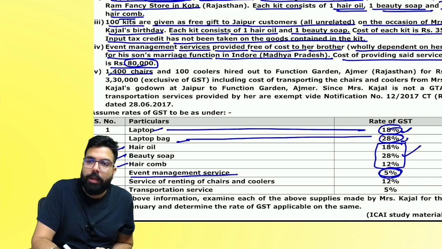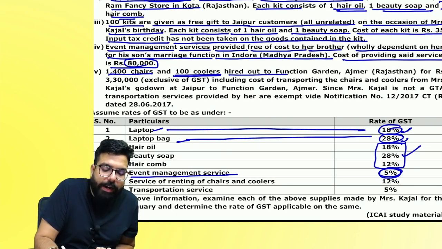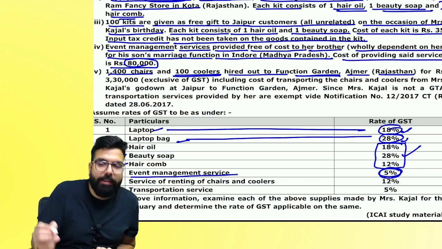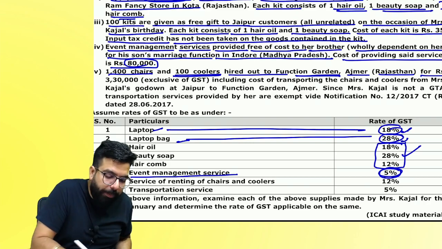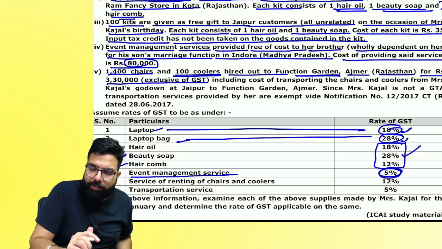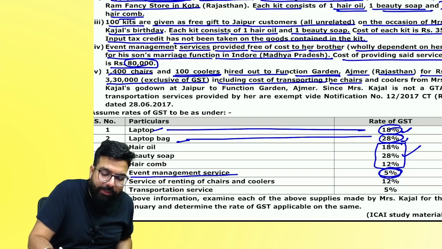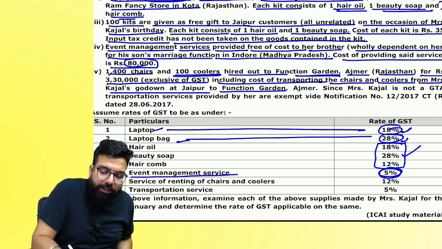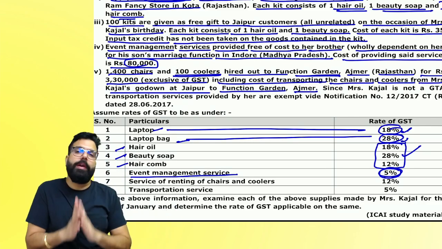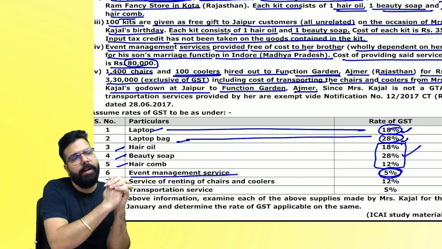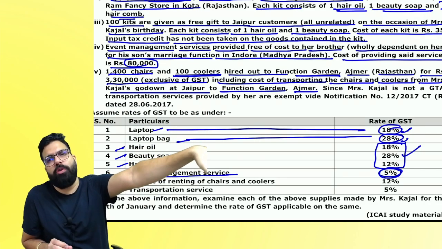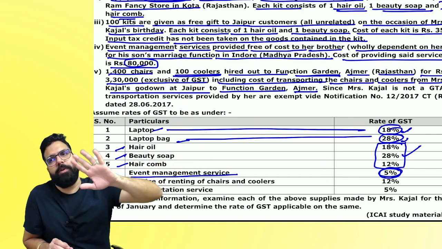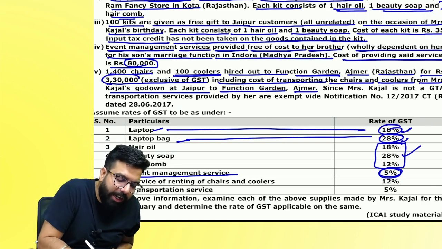1400 chairs and 100 coolers are hired out to Function Garden, Ajmer, Rajasthan. We give chairs and coolers on rent for rupees 3,30,000 excluding GST, including transporting the chairs and coolers from Mrs. Kajal's godown in Jaipur to Function Garden, Ajmer. We have given you the chairs on rent. We will also arrange the transportation and make sure the chairs and air coolers reach you. Transportation will be our responsibility and we charge 3,30,000.